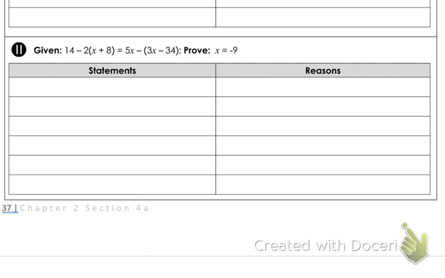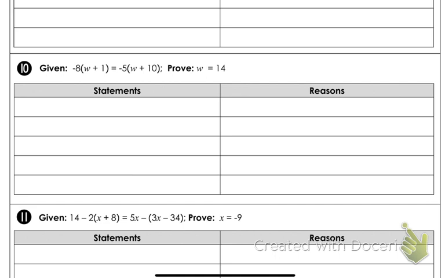It's important that we have all of these algebra skills. Once again, if you are struggling in the algebra, come get help.